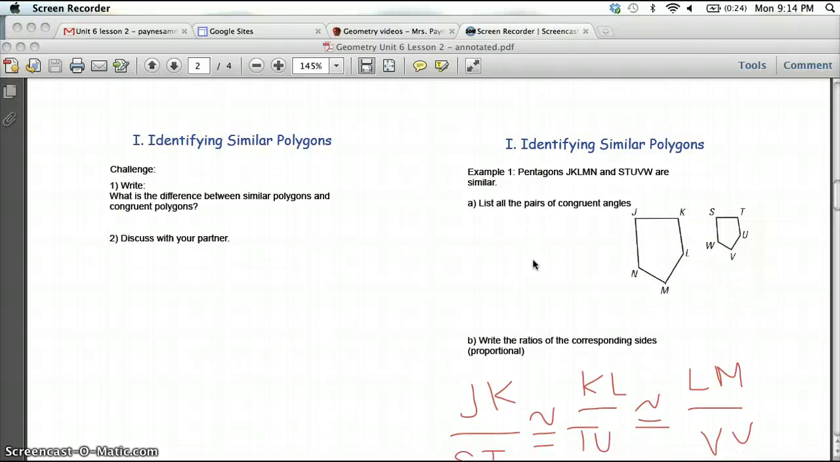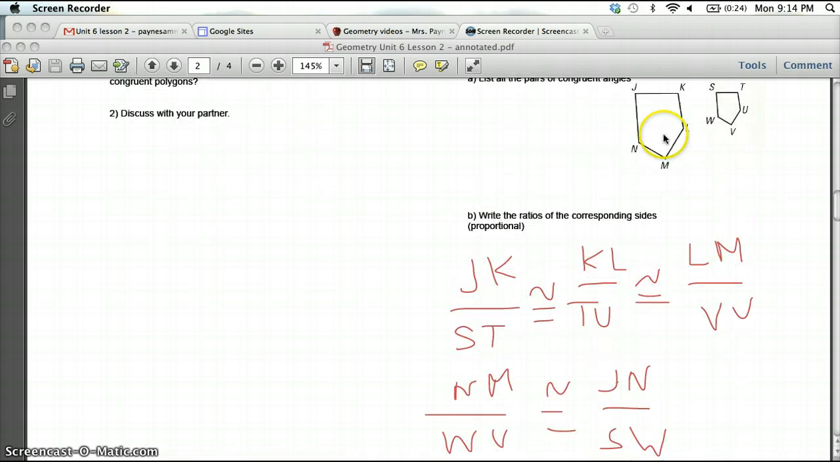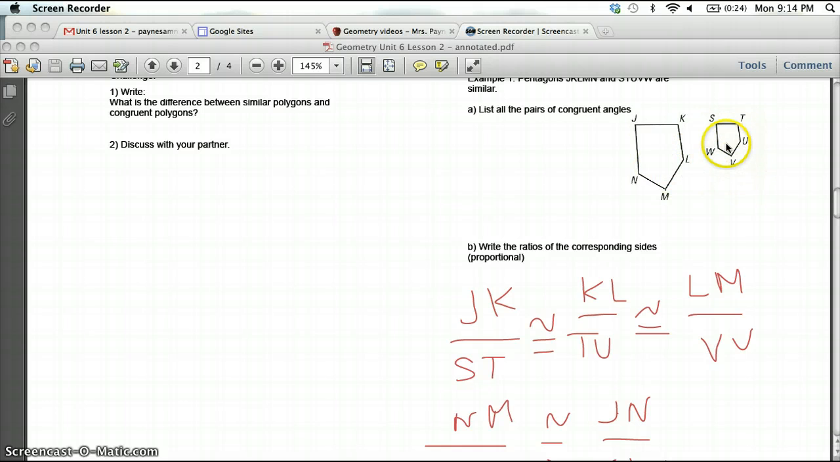Example 1 says pentagons JKLMN and STUVW are similar. So now we need to write the correct corresponding sides. So JK divided by ST is similar to KL divided by TU, which is similar to LM over UV, and NM over WV is similar to JN over SW. That's how we would write that these two polygons are similar.